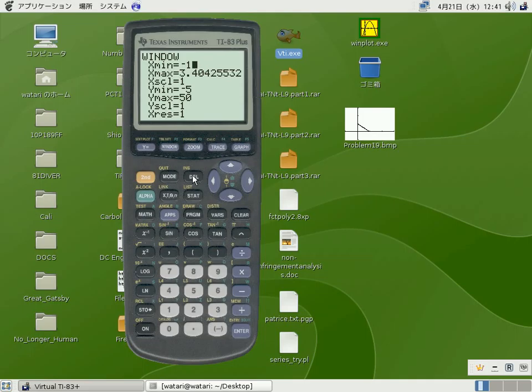X max, it looks like it ought to go over to about 5. That should be a pretty nice adjustment. We can have those steps in 1. For the steps for y, we ought to have them about 10, so it won't take up so much space. And then we'll go ahead and regraph it.